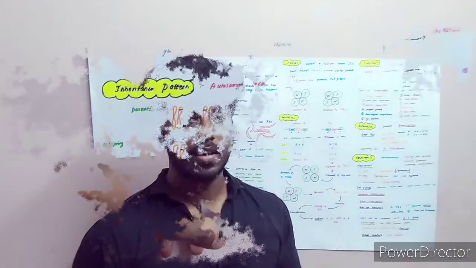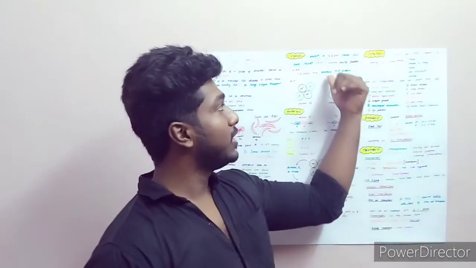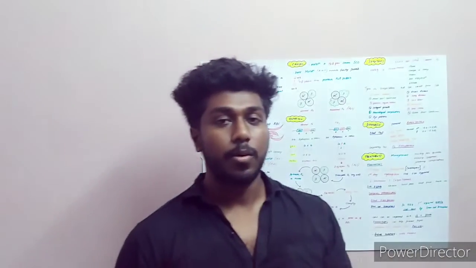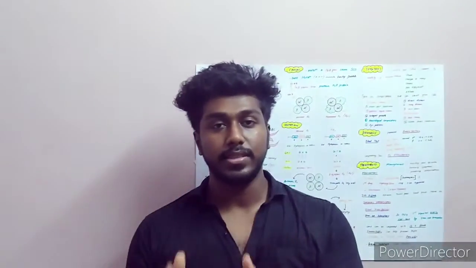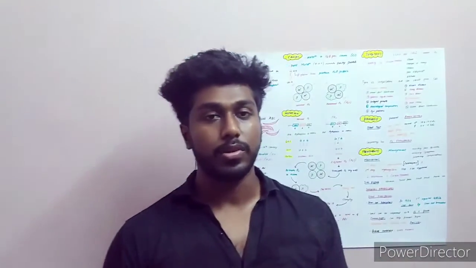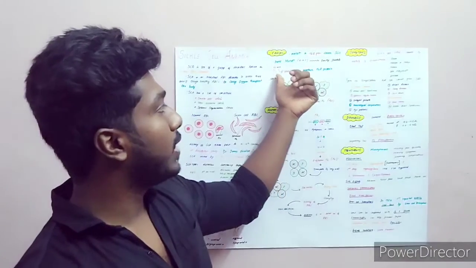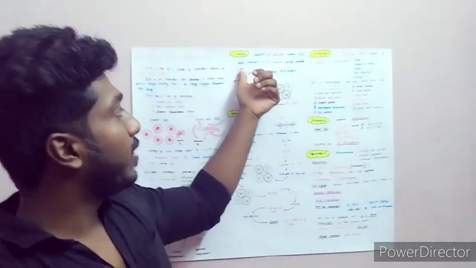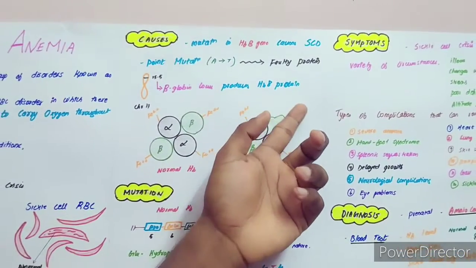The main cause of sickle cell anemia is a mutation in the HBB gene, which is a point mutation at the DNA level. The A is replaced by T, which makes a faulty protein. This beta globin gene is present on chromosome 11, short arm 15.5, and produces the hemoglobin beta protein.